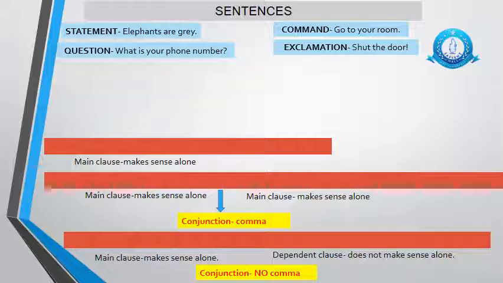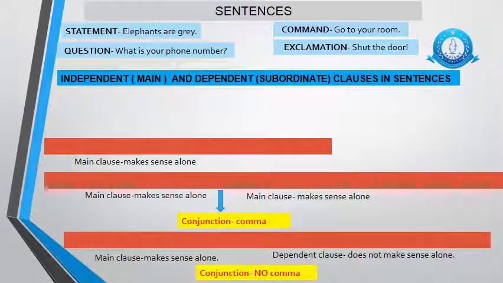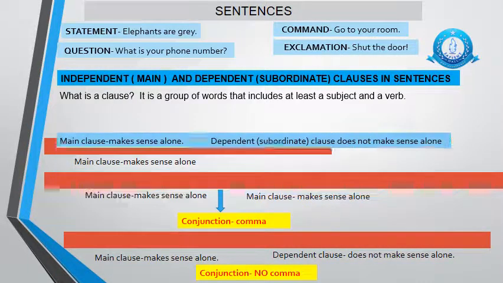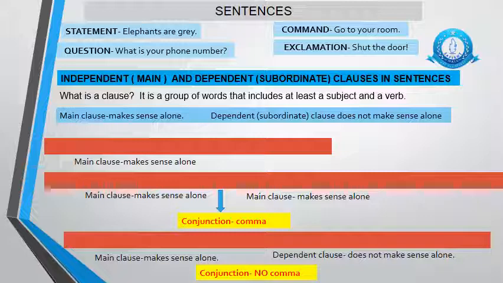Now within this, we have clauses. We have independent and dependent clauses in sentences. A clause is just a group of words that includes at least a subject and a verb. Now you know this right from the beginning, but again, like I said, we do need to recap. A main clause is what? It makes sense alone. It's a complete thought. Dependent clauses are those groups of words in your sentence that, when you split them up, do not make sense. So in a sentence, you have the main clause and you have the dependent clause, depending on how you use the words. Let's just have a little look at an example.